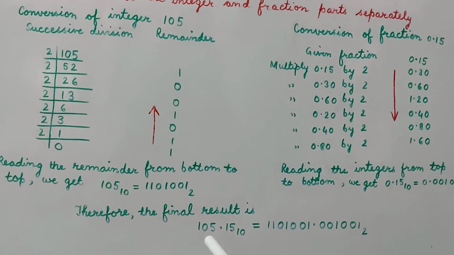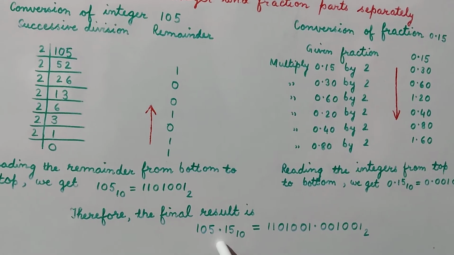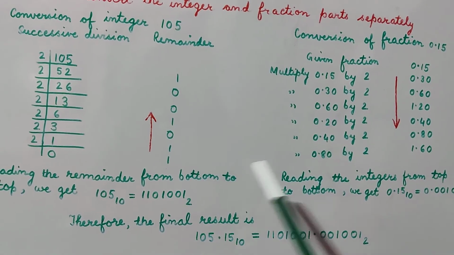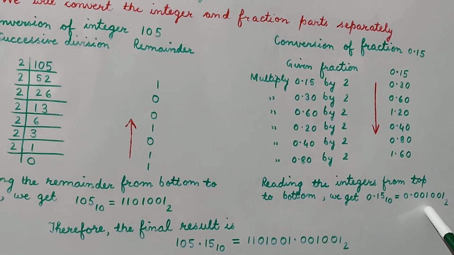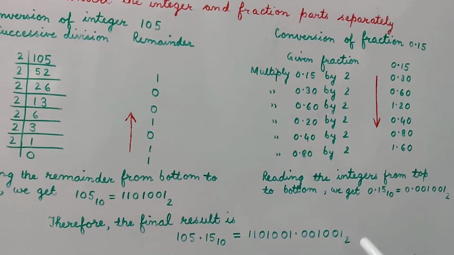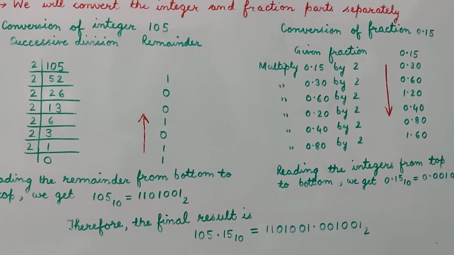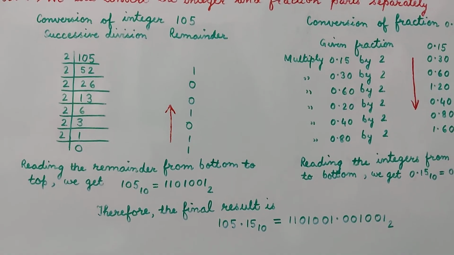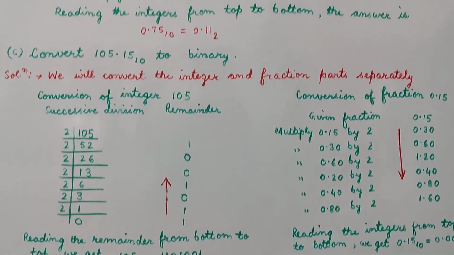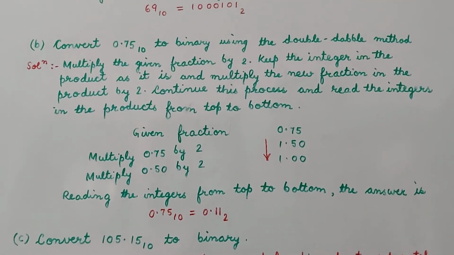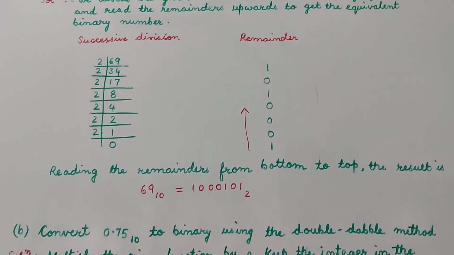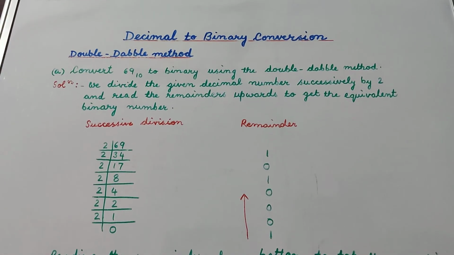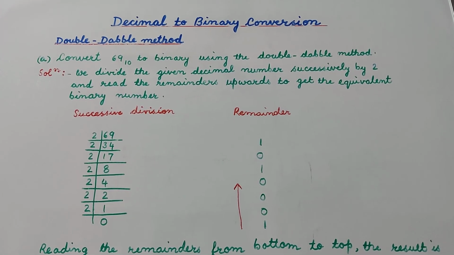Now after finding the integer part and the fraction part, we will write both the answers together and then we will get the final answer as 105.15 will be equal to 1101001.001001 in binary. So in this way, we can convert any given decimal number to binary. Now I think you will be able to solve any given decimal number to binary.